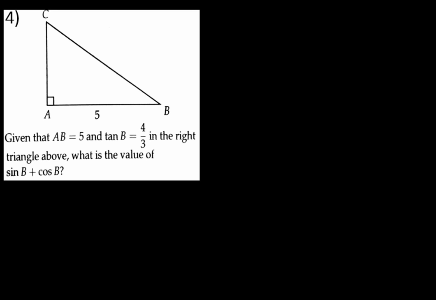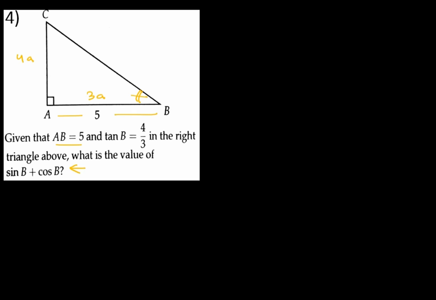Over here it's given AB is equal to 5 and tan of angle B, that is this angle, is the ratio, the simplified ratio is 4/3. So you can say with respect to this angle, AC is opposite, so I can write this as 4A, and AB is adjacent, so you can write this as 3A. Now they're asking you for sine of B plus cos of B.